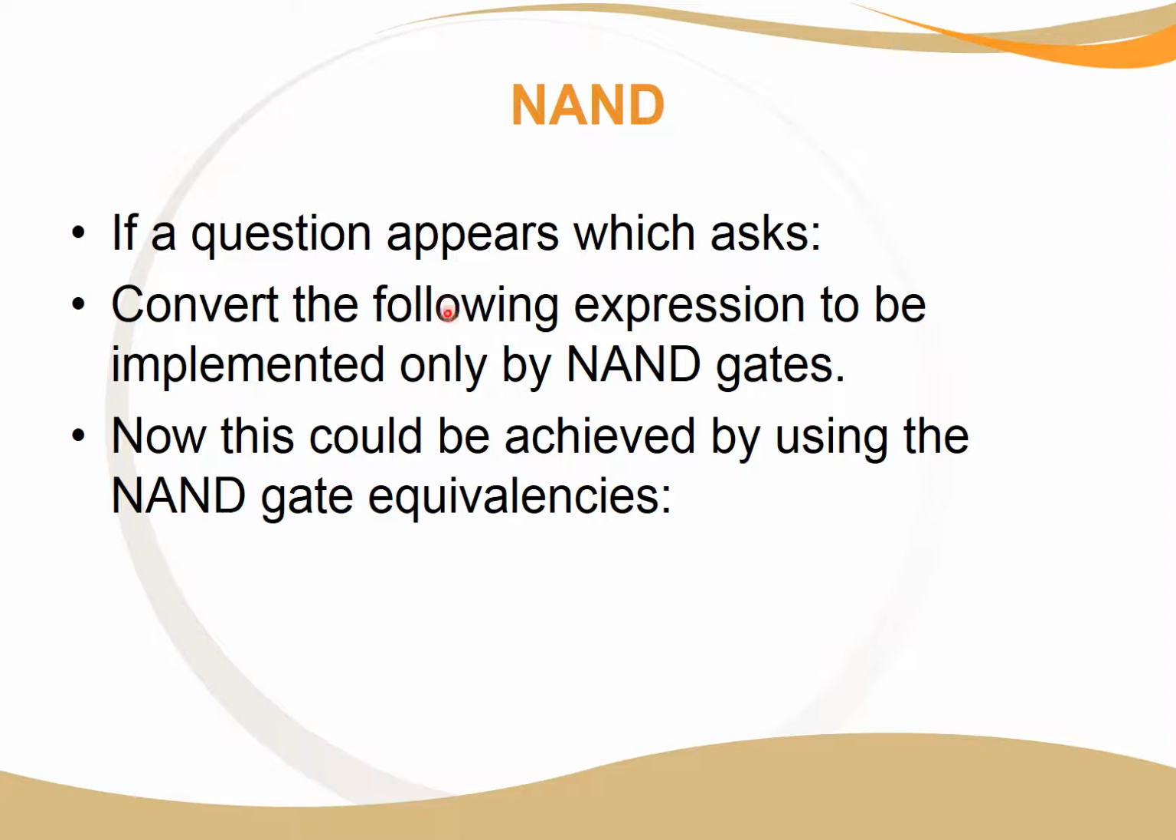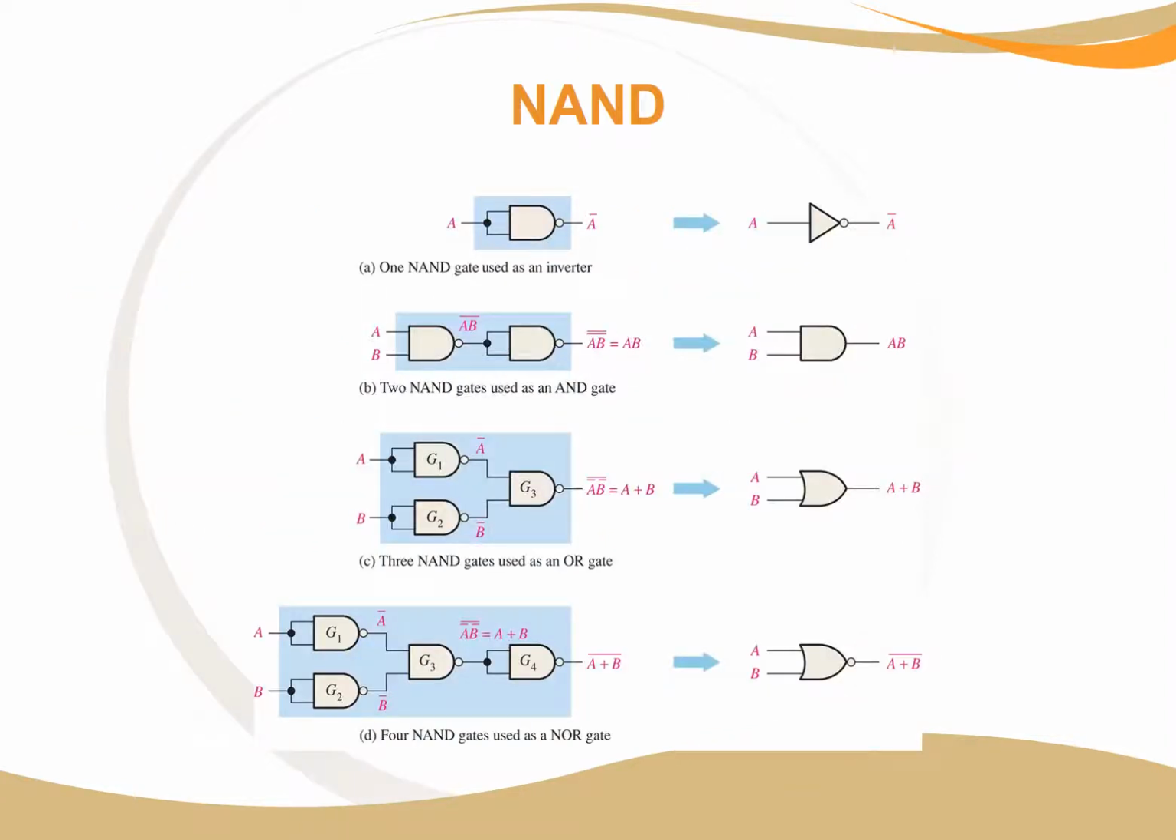So the question can come up: convert the following expression to be implemented only by NAND gates. How do we do this? Firstly, we can use what we call the NAND gate equivalencies, because NAND gates are what we call universal gates, they can represent any gate at all.